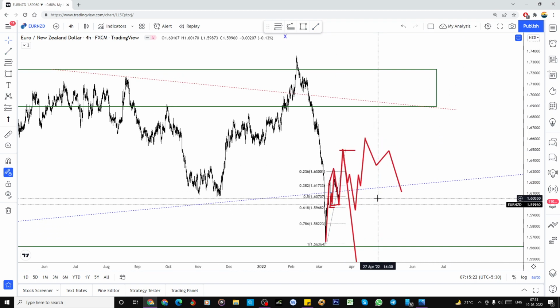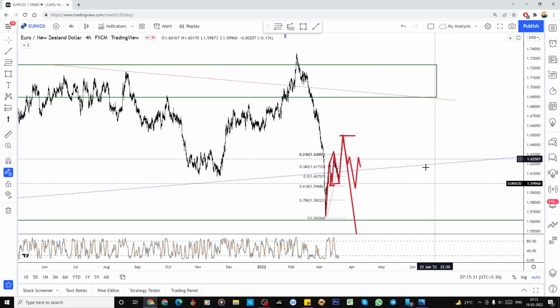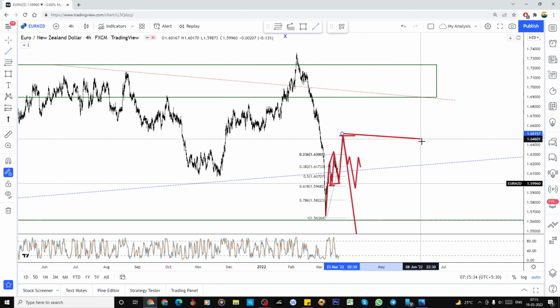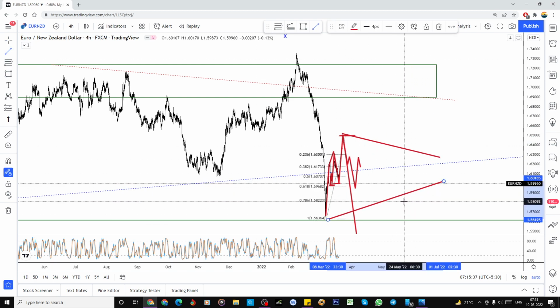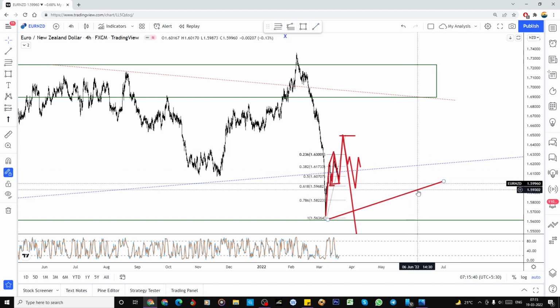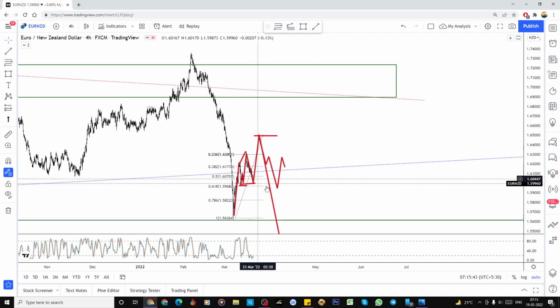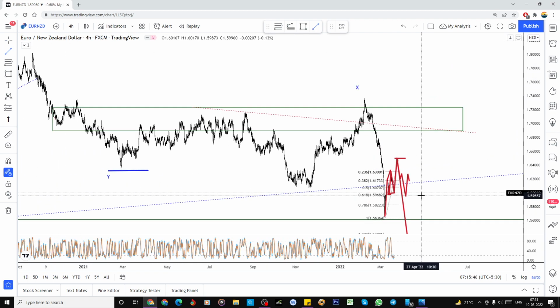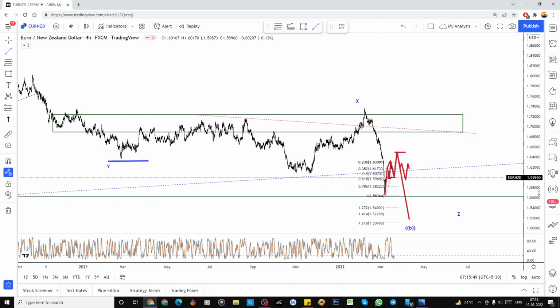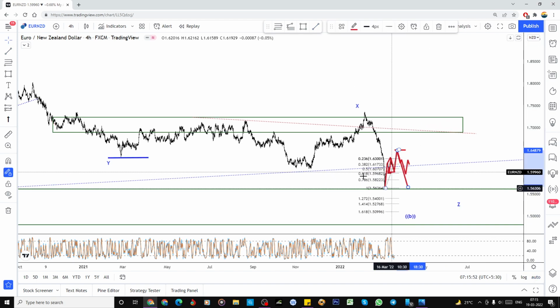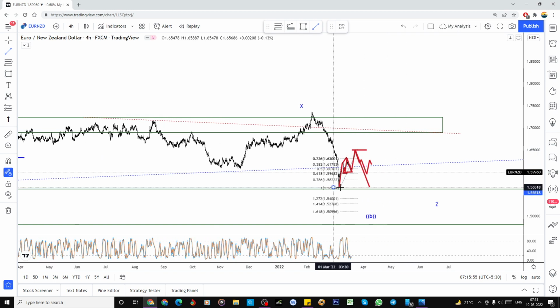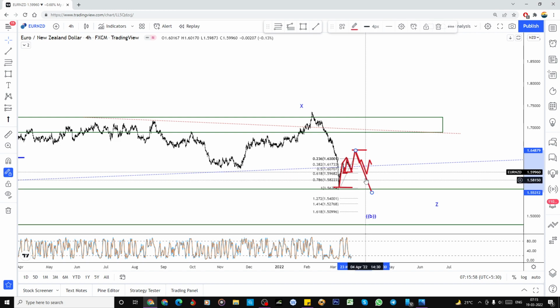You have to keep in mind what kind of possibilities are here. One is a regular flat, another is an irregular flat, and another is a triangle in the B wave. Triangle means it can be like this. And what is meant by an irregular flat pattern? Here after this three-wave structure, it can do another three-wave structure, and it will break this low. Then it can do again like this. So this is the irregular flat pattern.